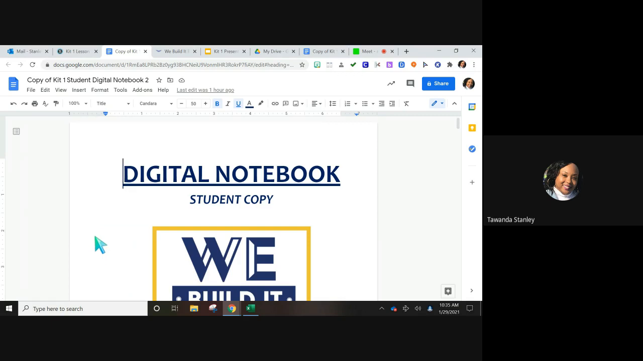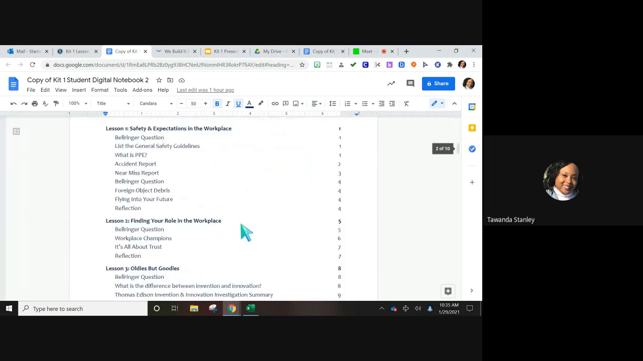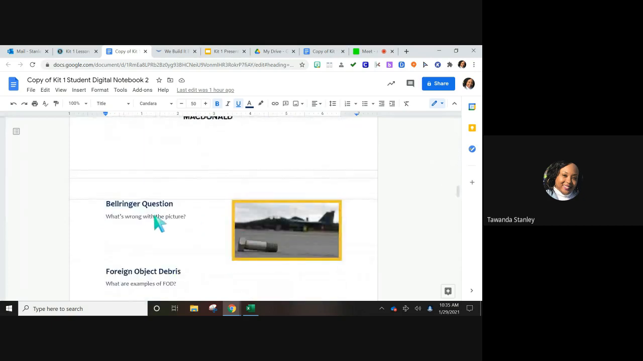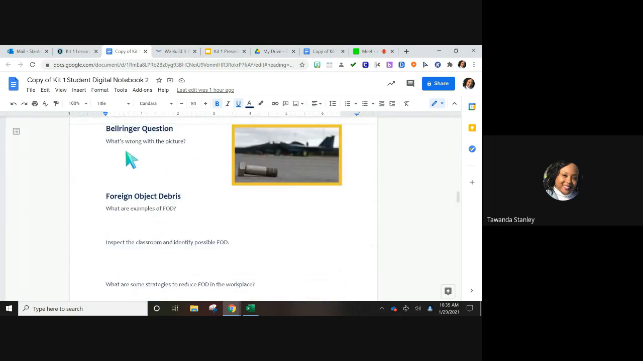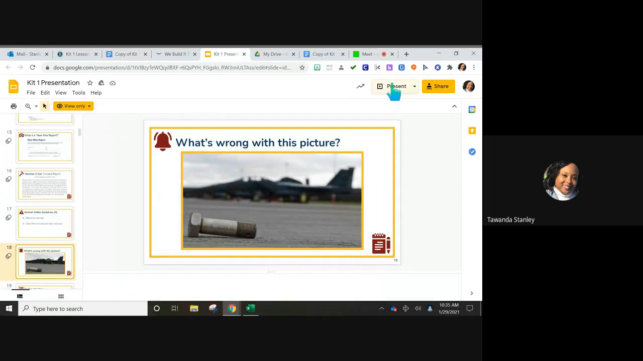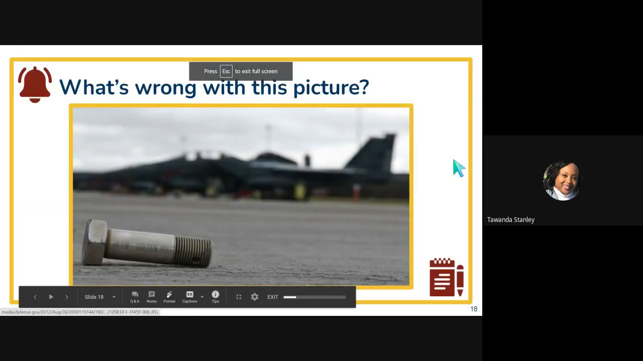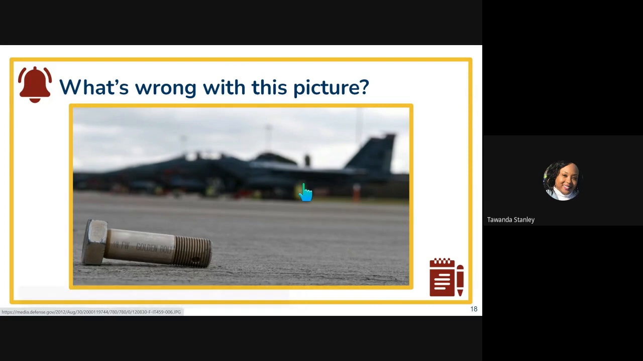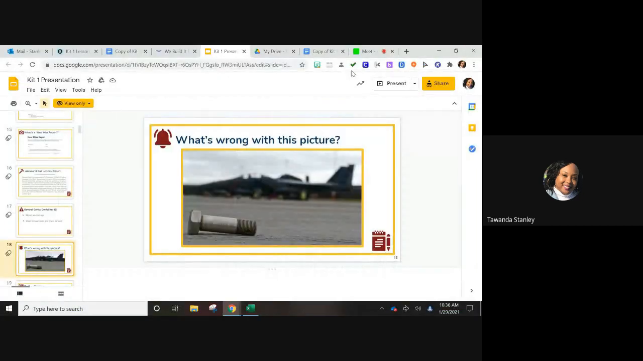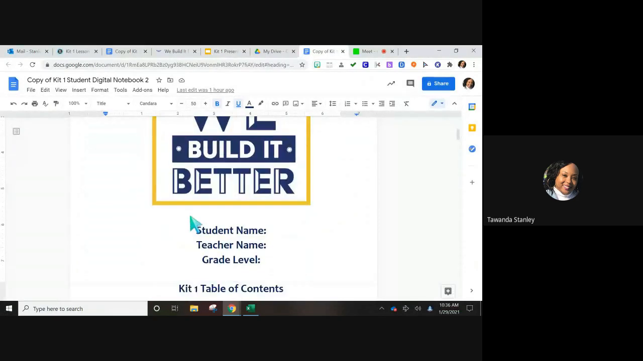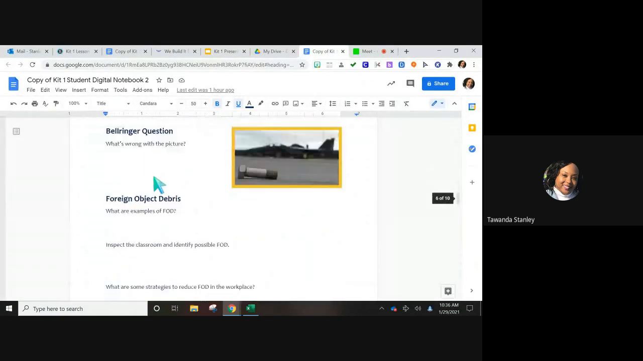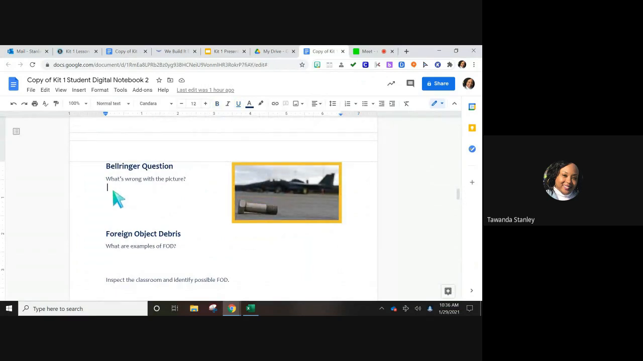Okay, so let's get started. Here is your bell ringer, which I'm going to go to my slide area. All right, so you guys should be typing on your sheet what's wrong with this picture on your bell ringer. So again, this is the picture, and this is what you should be typing in on yours. Where it says, what is wrong with this picture, you guys should be typing on your copy.